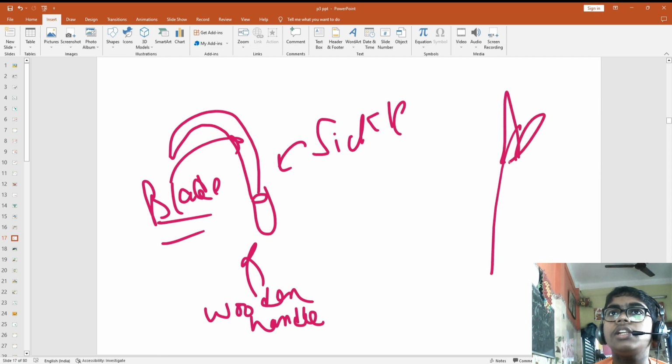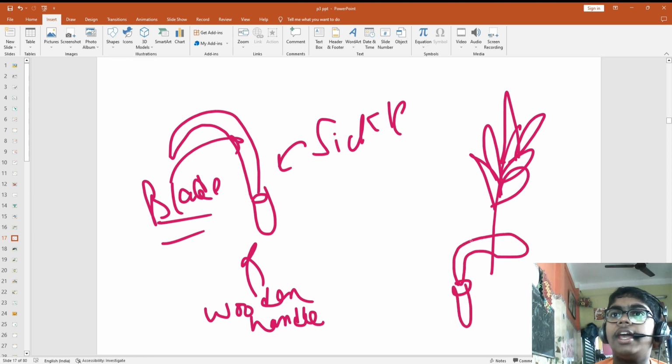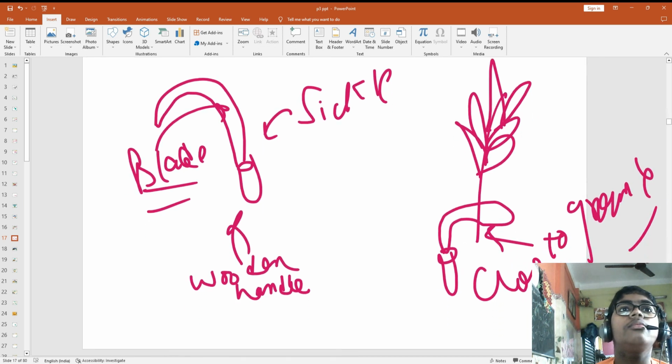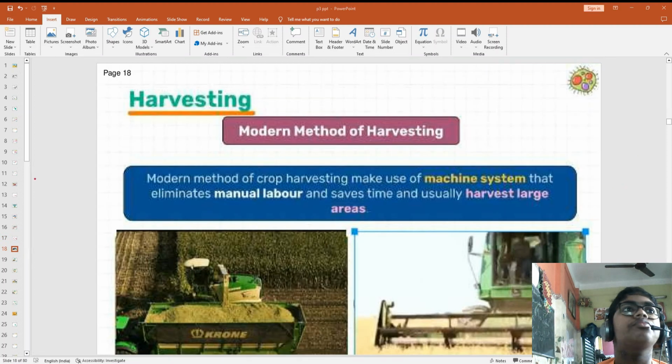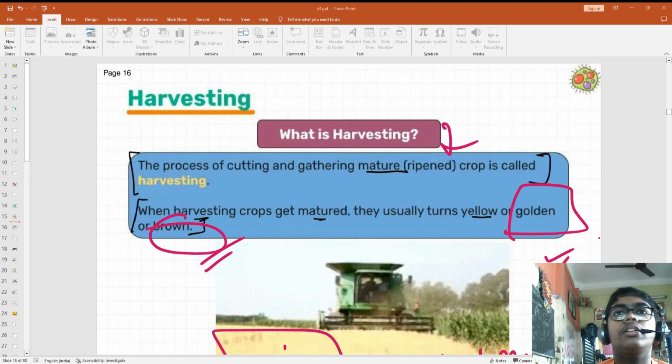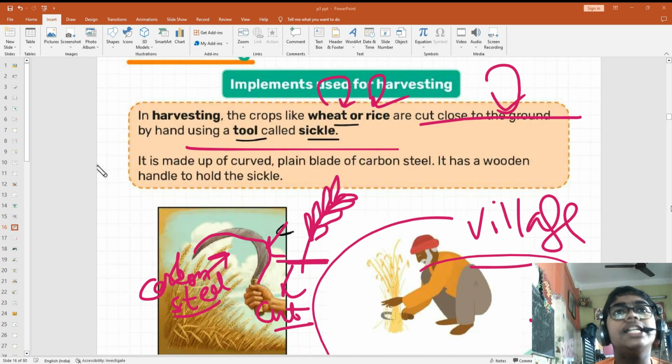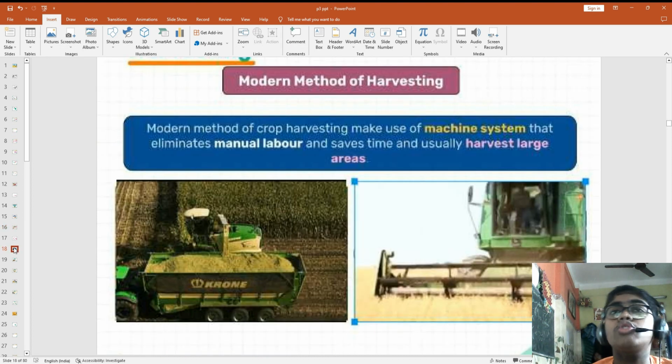Now, when the crop is fully matured, at that time this sickle is put here and cut close to the ground. Understood. So in harvesting, crops like wheat or rice can be cut using a tool called a sickle. It has a curved plain blade of carbon steel and a wooden handle to hold it. It is cut very close to the ground, not like this. Some part will be left in the ground. See, this part will already be left in the ground, and from here it is cut. That's why it says close to the ground, not from the roots.